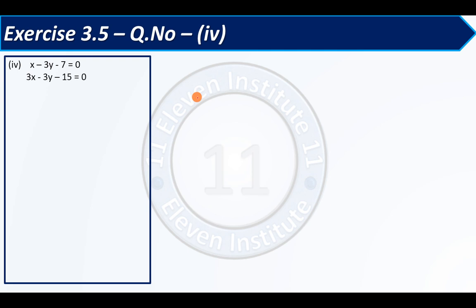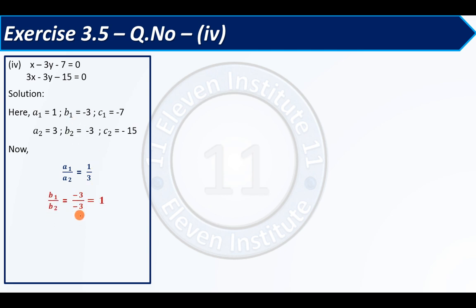These are the two equations. First of all, we have to check whether they have a unique solution or not. So we will write a1, b1, c1, a2, b2, c2. We will take the ratios. So a1 upon a2 we get 1 upon 3. b1 upon b2 we get minus 3 upon minus 3, which is 1. So clearly a1 upon a2 is not equal to b1 upon b2. Hence we have a unique solution.